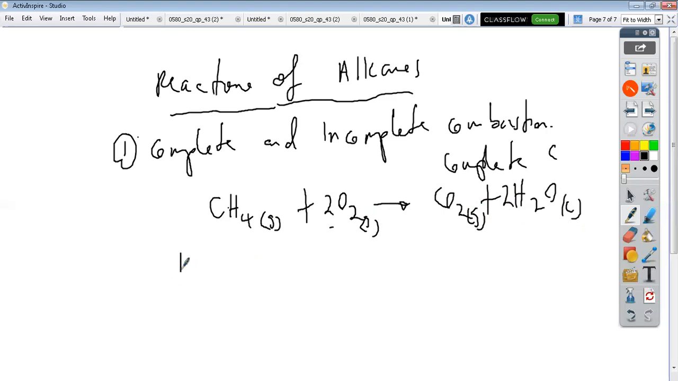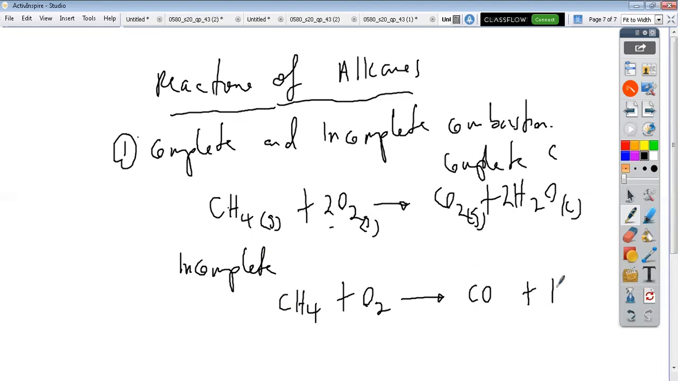Incomplete combustion. When it's incomplete, we have CH4 plus oxygen, we are burning. What's produced, if it's incomplete, we produce carbon monoxide plus water. So again, to try to balance, if we put 2 there, we now have 3 oxygens. So there I put 3 over 2, because 3 over 2 times 2 gives you 3.